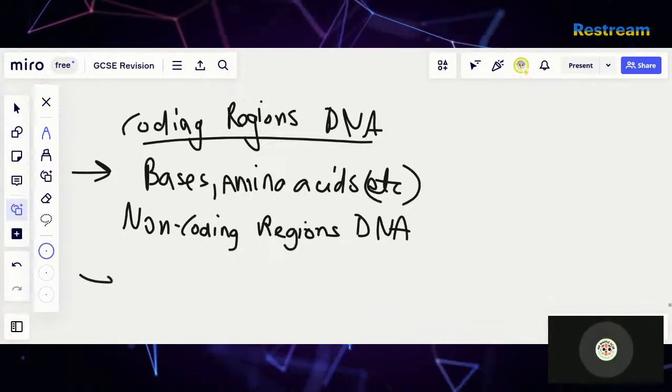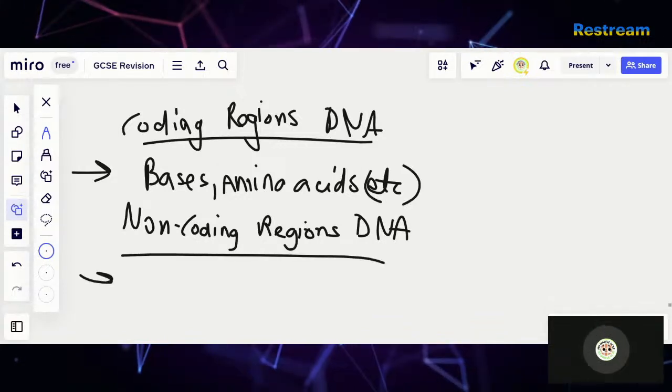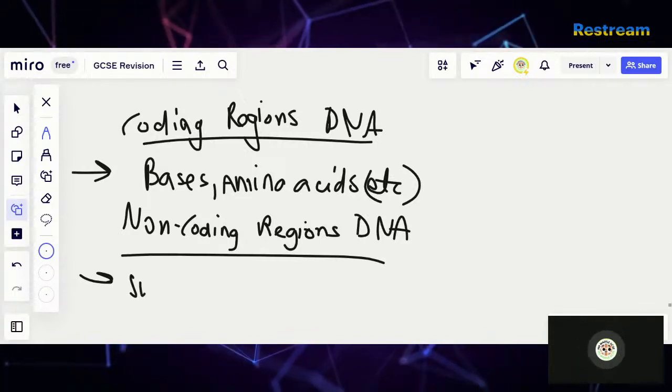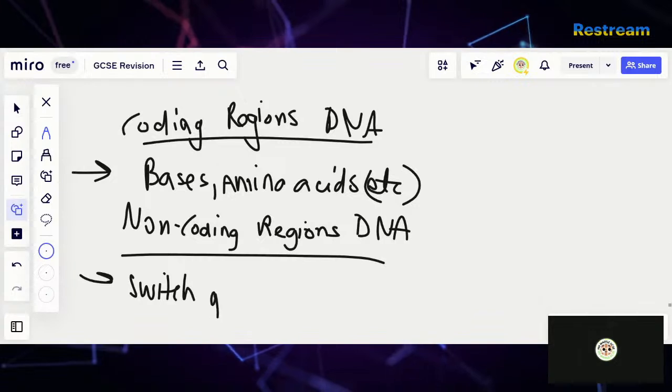But there's also non-coding parts and non-coding regions of the DNA. Now, what these are responsible for is that they switch genes on and off.